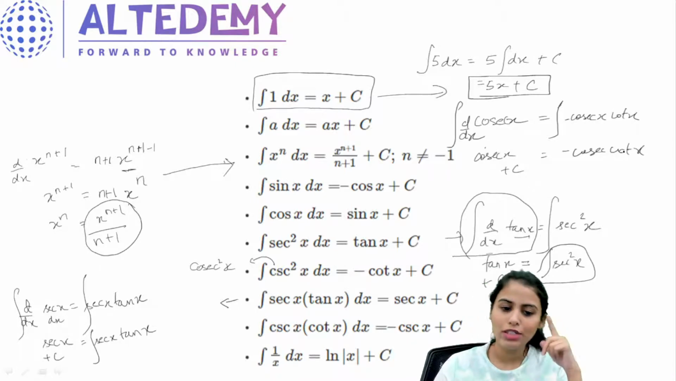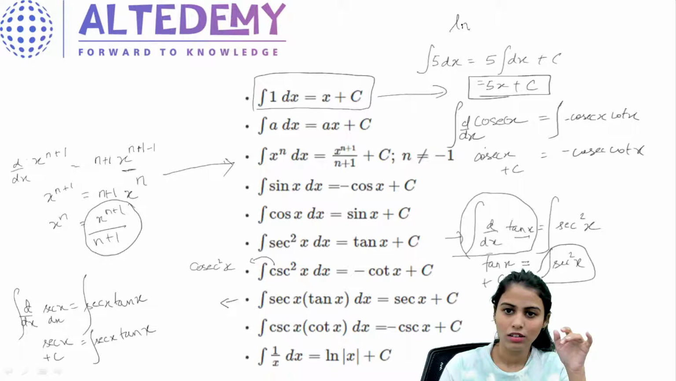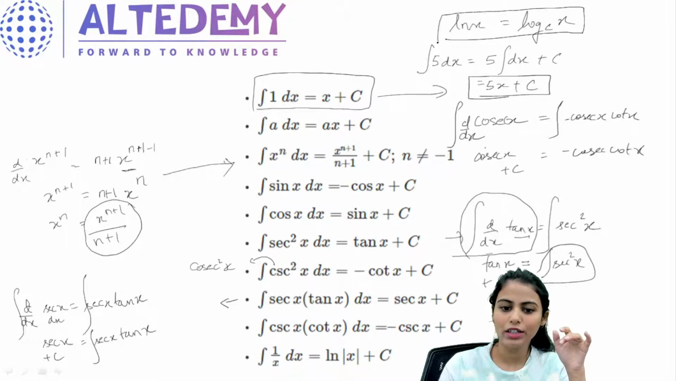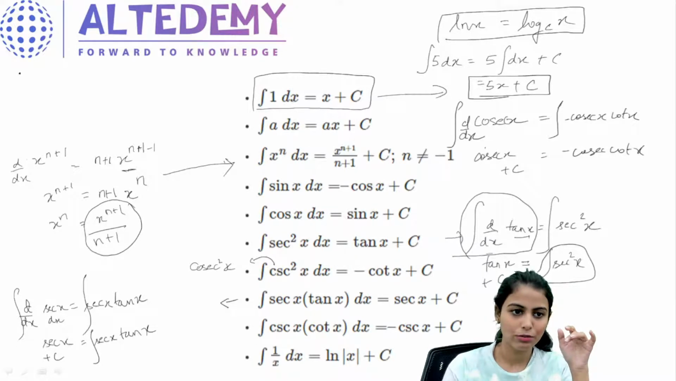Now we have this 1 by x dx, ln x plus c. You know ln x, right? What is ln x? It's log base e x, okay? And why are we writing here mod of x? Why are we writing this? Just a second. We have some space here. Okay, so 1 by x dx is equal to ln mod x plus c.